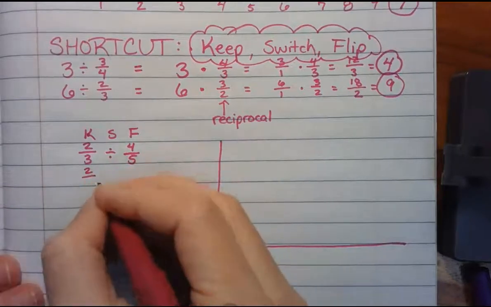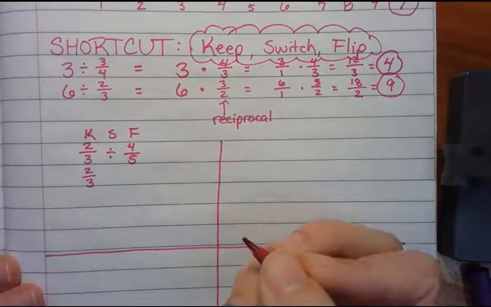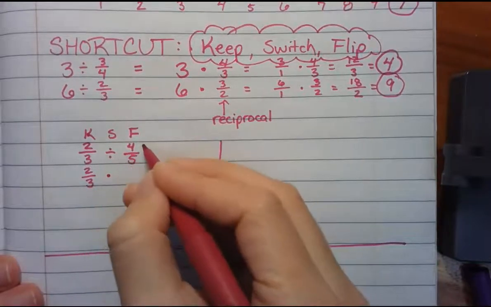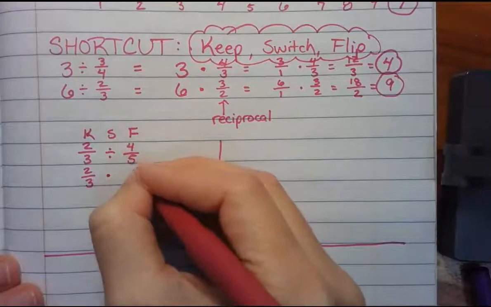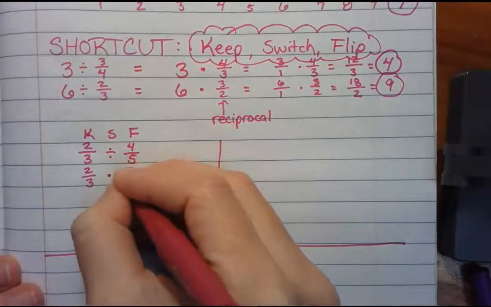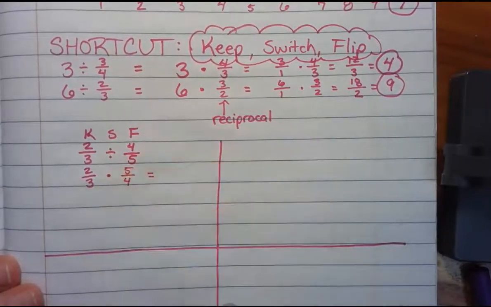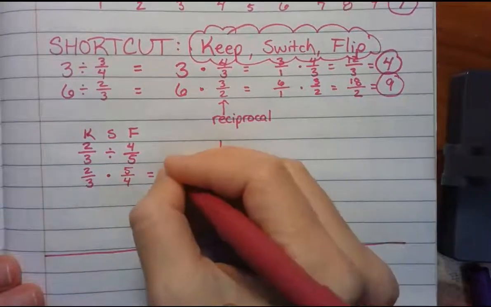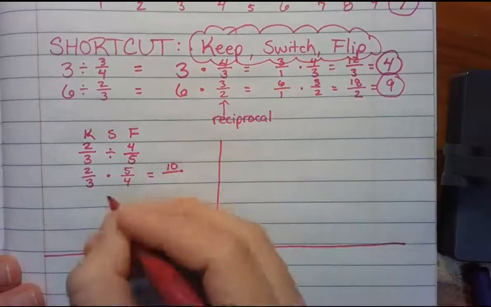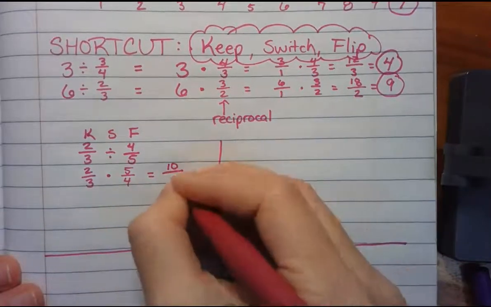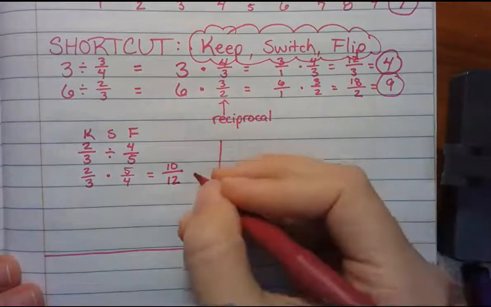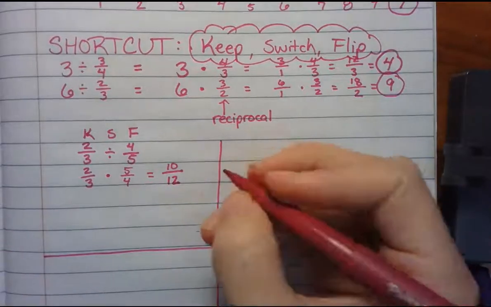2 over 3. And then I'm going to switch the division sign to multiplication. And then I'm going to flip the second fraction. So 4 over 5 flips to 5 over 4. And then I'm just doing a multiplication problem like normal. So 2 times 5 is 10 over 3 times 4 is 12. And then just like always, just like we have been doing for the past week, if you can simplify it, go ahead and simplify it. If you can change it into a mixed number, do that.